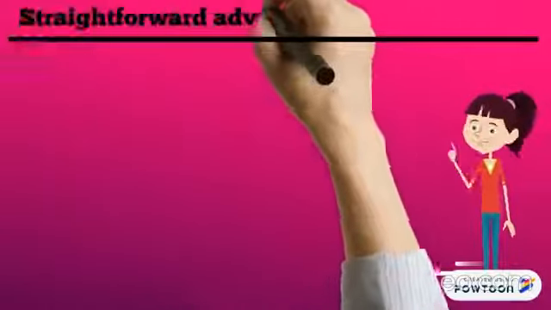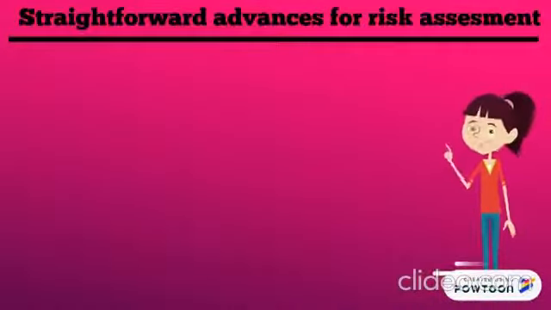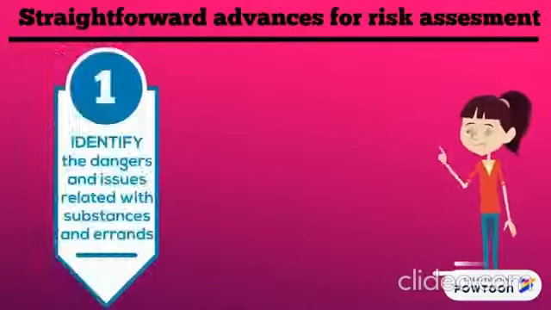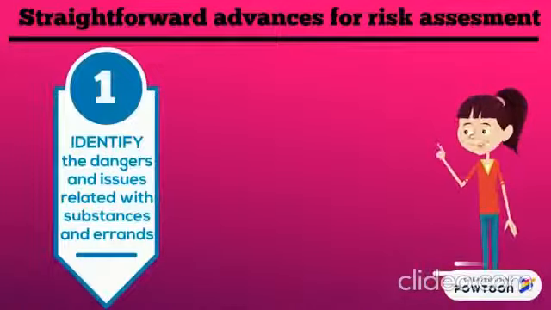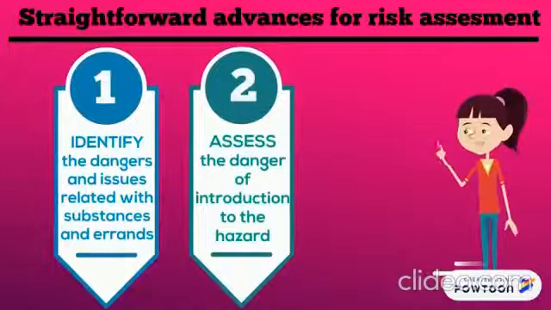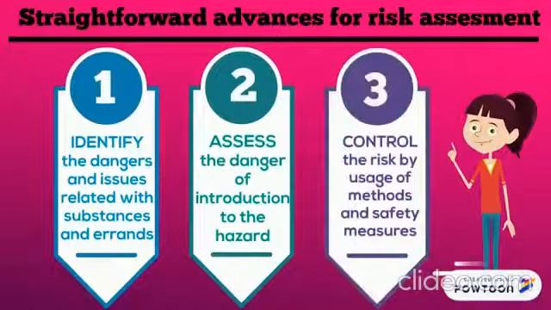Doing a risk assessment of an experiment requires three straightforward steps. Identify the dangers and issues related with the substances and tasks. Assess the dangers of exposure to the hazard. Control the risk by usage of methods and safety measures.